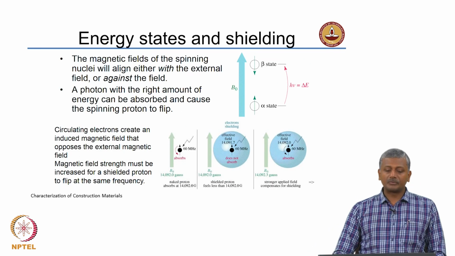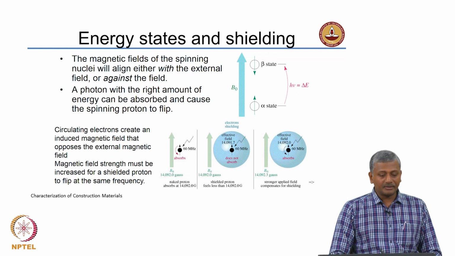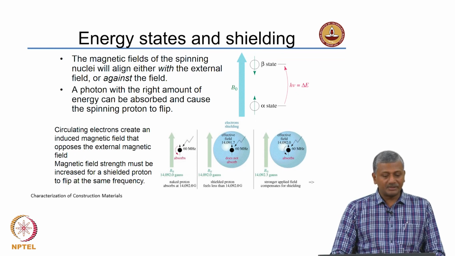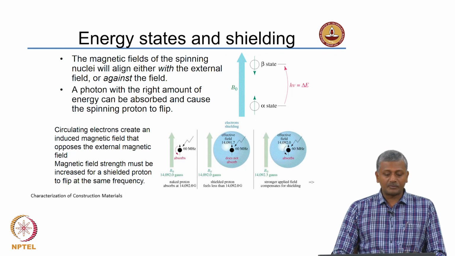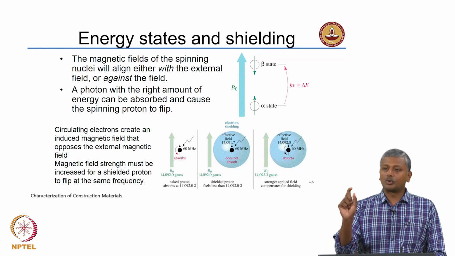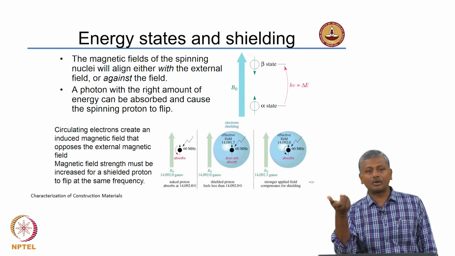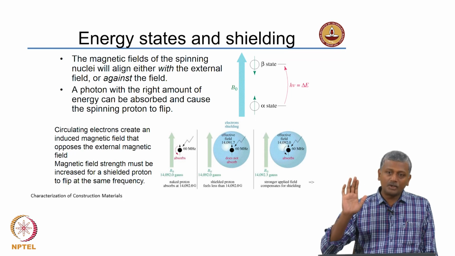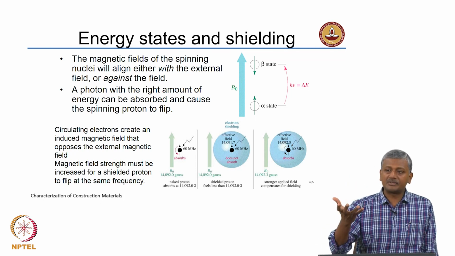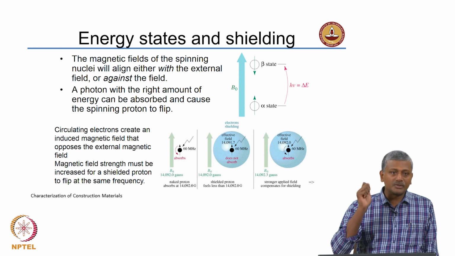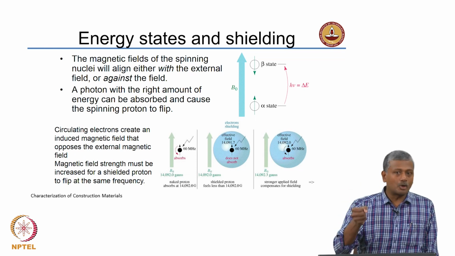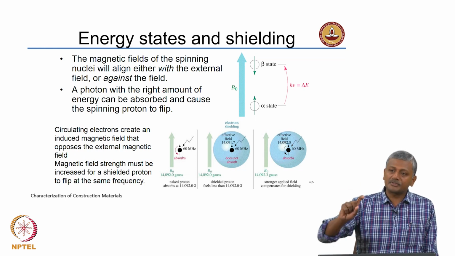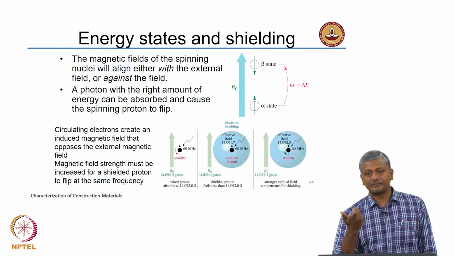So, again, magnetic fields with spinning nuclei, as I said, align either with the field or against the field. A photon with the right amount of energy can be absorbed and cause the spinning proton to flip. Okay. So, the proton is spinning either with the magnetic field or opposite to that. So, if you send in a radio frequency photon, that means a light particle, into this system, it can get absorbed by the system and cause the spin to change directions.